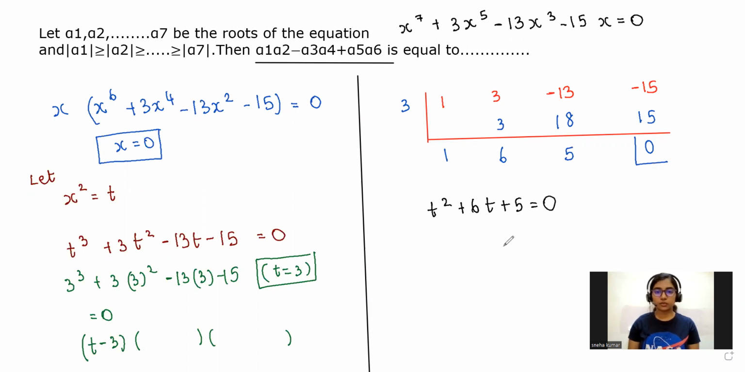We need to find the roots of this equation. We can factorize it whichever way is comfortable for you. So I need to find two numbers which, when I multiply, I should be getting 5, and when I add them, their sum should be equal to 6. What are the possible values? It could only be 5 and 1. Right. So the other two roots would be t.